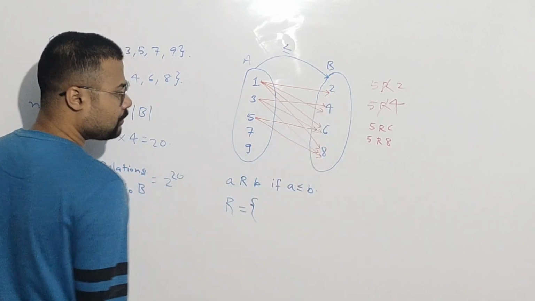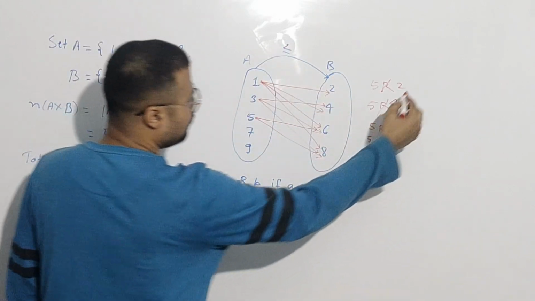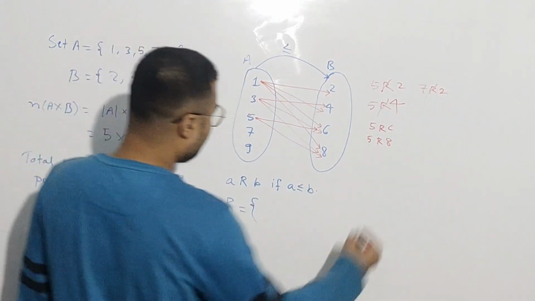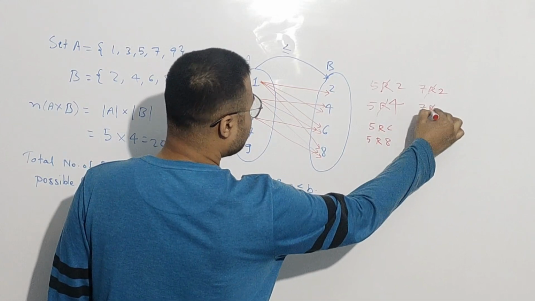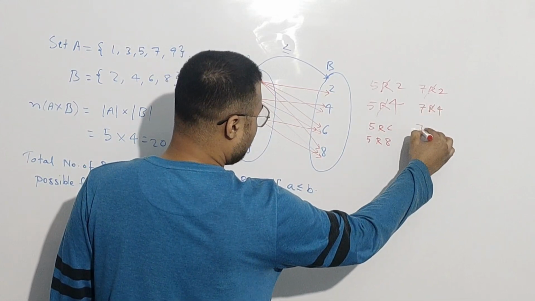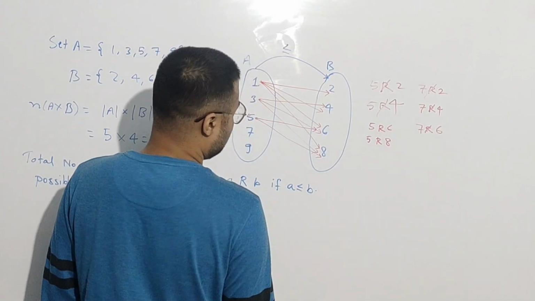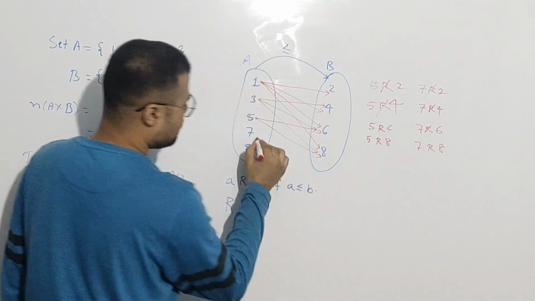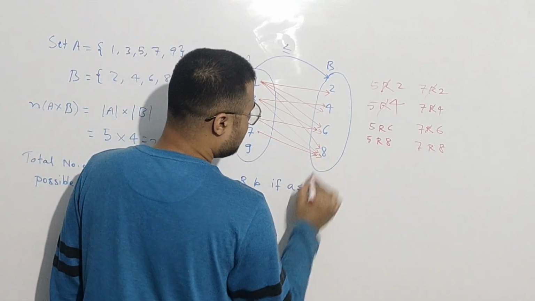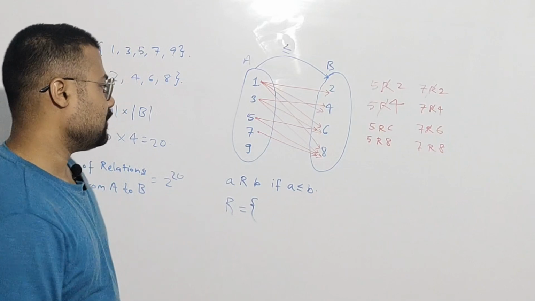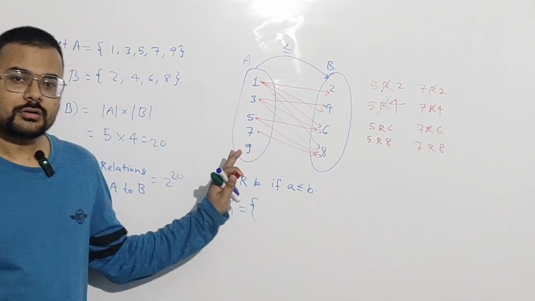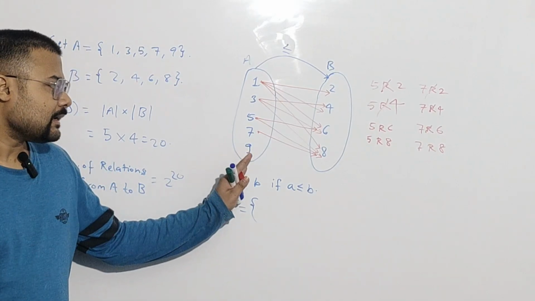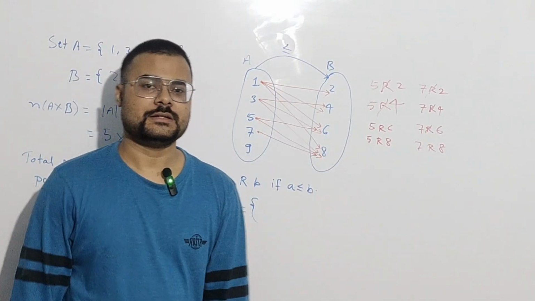7 is not related with 2 because 7 is not less than or equal to 2. 7 is not R related with 4. 7 is not R related with 6. But 7 is R related with 8. So 7 will be related with 8. But 9 is not related. The element 9 cannot be paired with any element from set B. So 9 is not related with any element of set B.